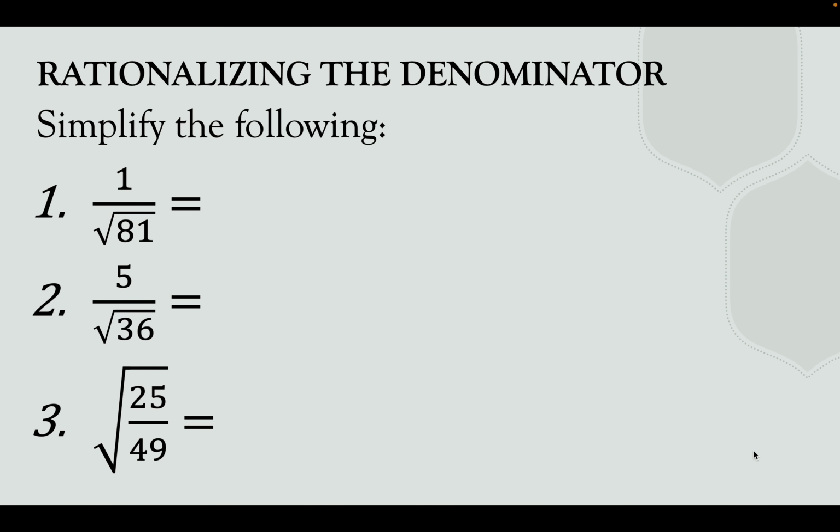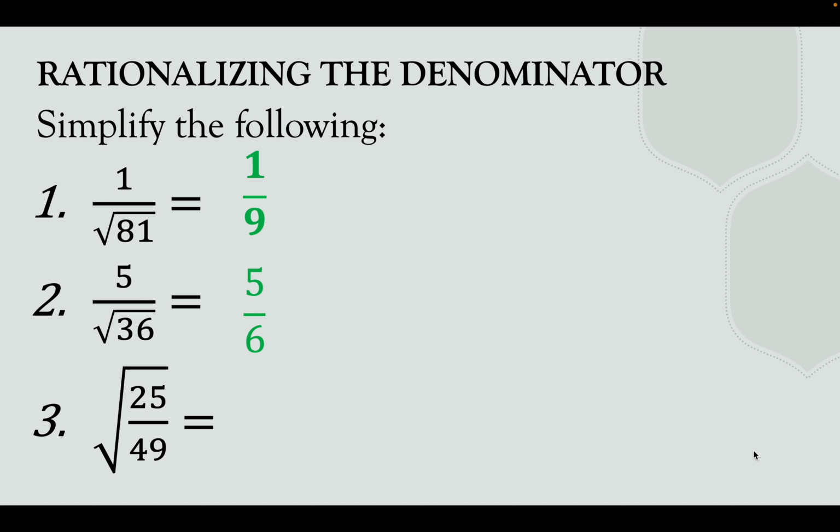Let us simplify the following. We have 1 over square root of 81. So what is the square root of 81? That is 9. So we have 1 over 9. 5 over square root of 36. Simplify this one. Square root of 36 is 6. So we have 5 over 6.